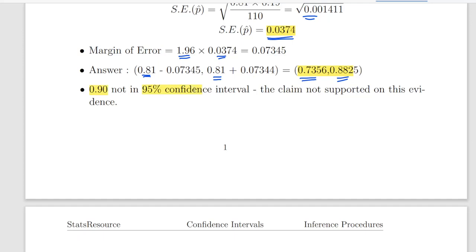So essentially the claim that this broadband company is making cannot be supported by the evidence from this study. They don't have enough evidence to back it up, or another way of looking at it is the evidence provided by the study contradicts that claim. Remember, it's about evidence, strength of evidence. It's not about whether it's true or false. Hypothesis testing and confidence intervals are really about the strength of evidence. Okay, so we'll leave it there.